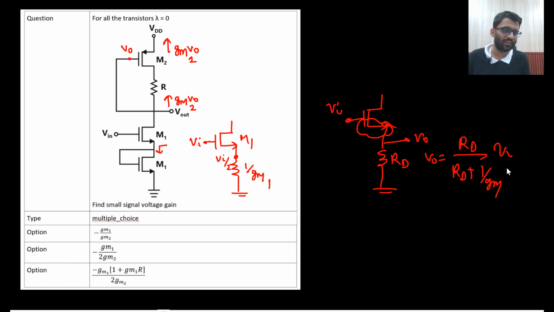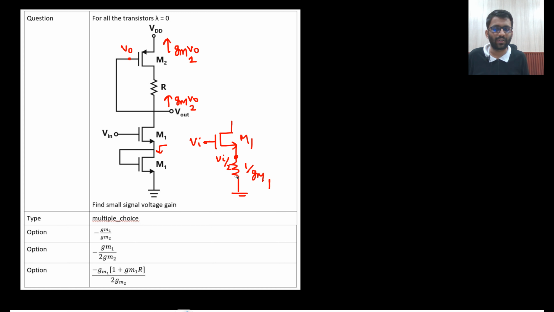And if this is your V, so GM RD upon 1 plus GM RD. So directly I see 1 by GM here. So 1 by GM and 1 by GM. So this will be V in by 2. Right? Are you getting this point? Here I see 1 by GM and another 1 by GM is there. So directly I can do the potential divide.